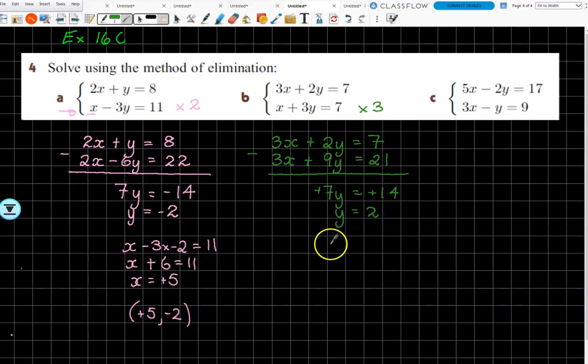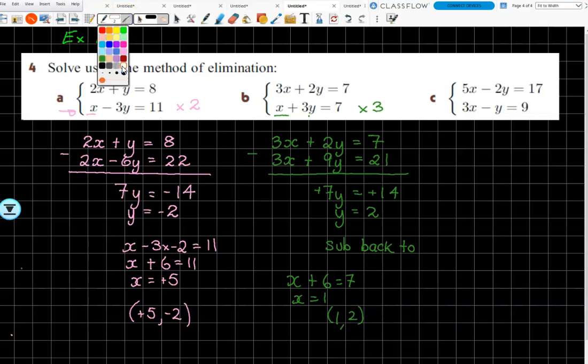Sub back in to find your x. Which one do we want to sub into to find our x value? Remember, either one. Yeah, I'd agree. So we'll go with this one because x is by itself. So I'm going x plus 3 times y, so plus 6 equals 7. Therefore, x is 1. So we've got 1, 2. Easy peasy. Let's just start the next one.